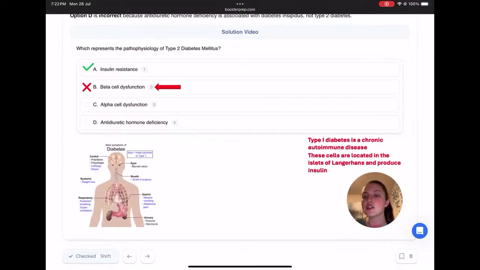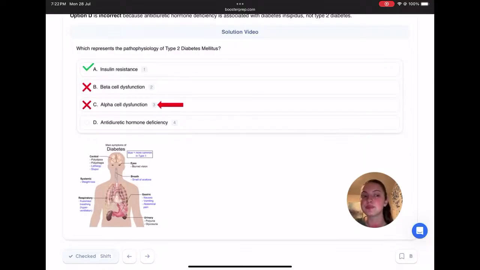But because beta cell dysfunction is the main cause of type 1 diabetes and not type 2, we knew that this answer choice was incorrect. Next, we have alpha cell dysfunction. Now, these specific cells are also in the pancreas, and they produce the hormone glucagon, which is kind of the counterpart to insulin when talking about blood sugar regulation.